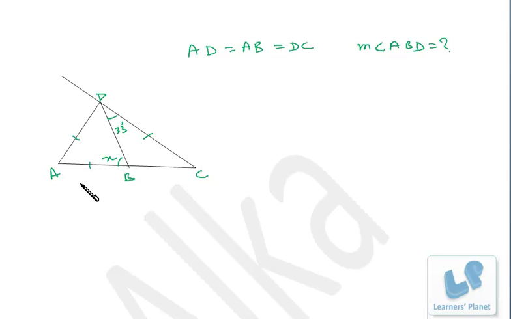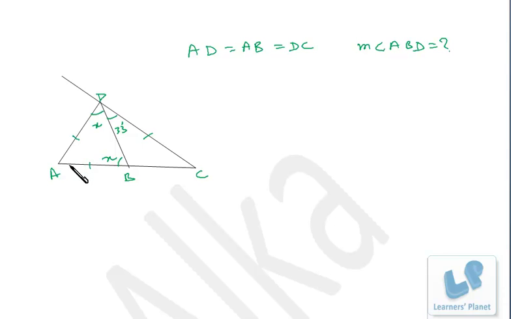I suppose this to be x, right? Now this side is equal to this side. So if it is x, it has to be x, right? Now what? This is x, this is x. That means this must be 180 minus 2x.